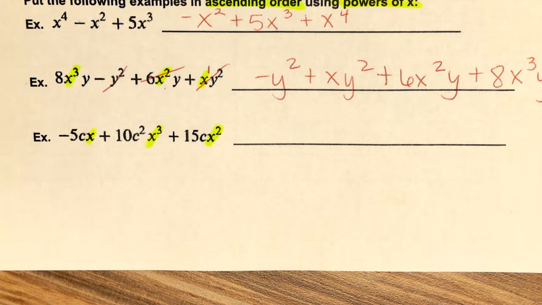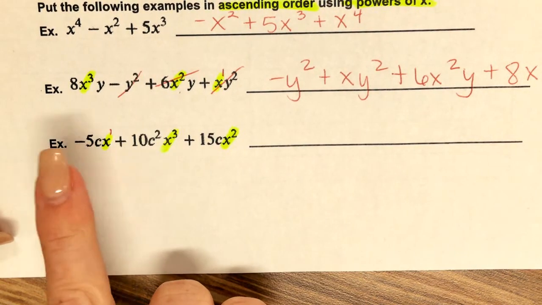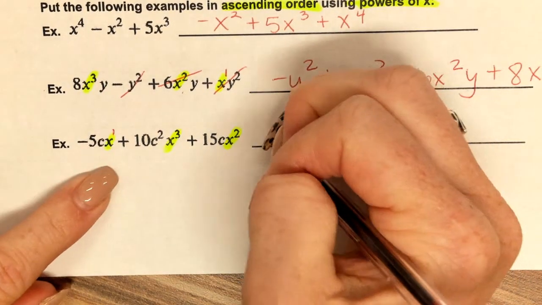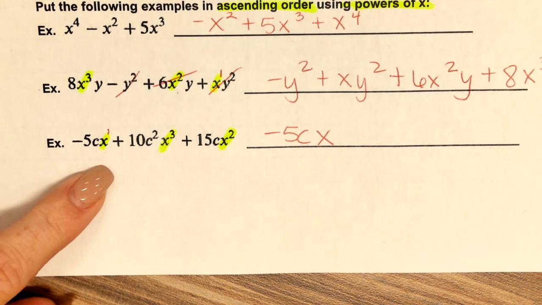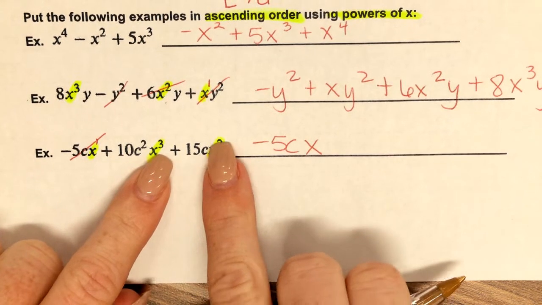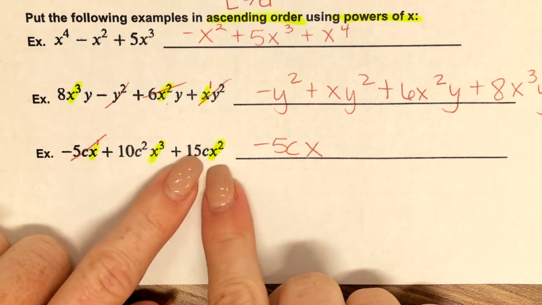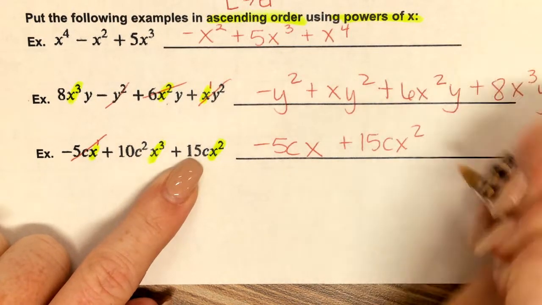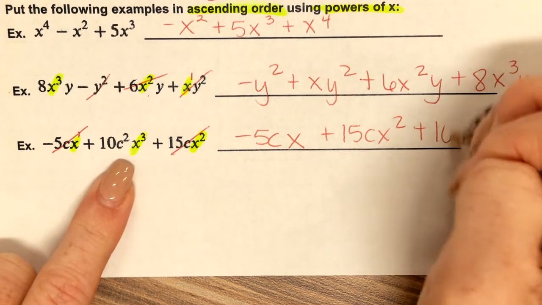Okay, so the least one was this one. So it should have gone first. So I would write that whole term, negative 5cx. Are you good? Okay. Then the next one with the least x exponent would be this one. So I would write that whole term, plus 15cx squared, and then this one would be last. How did y'all do?